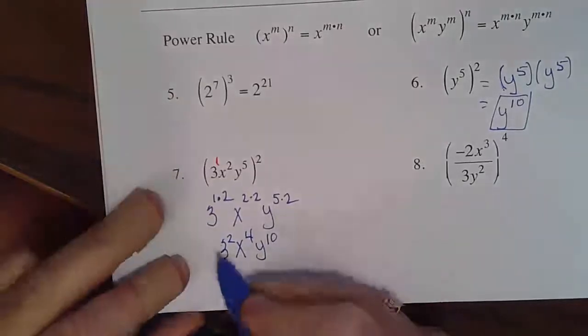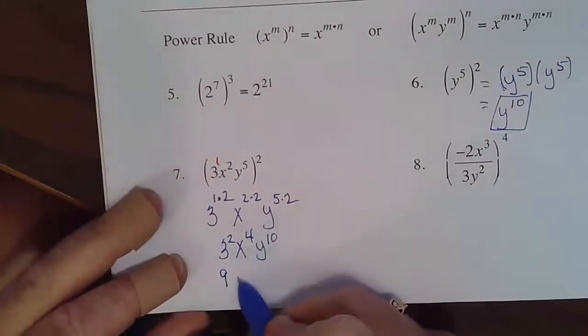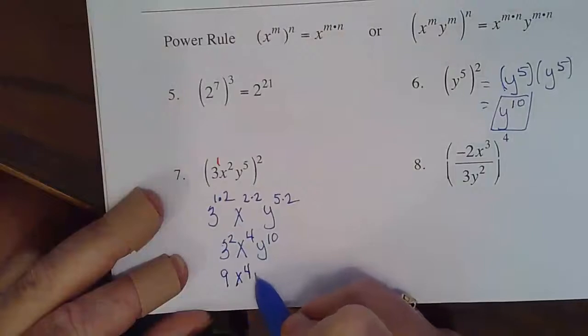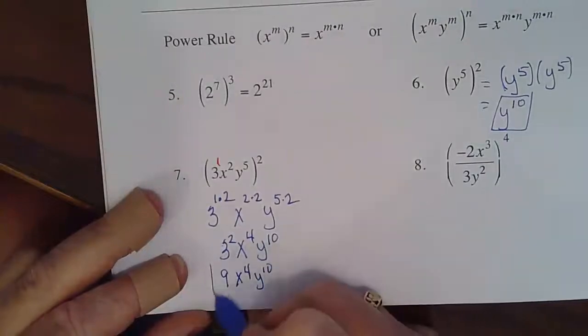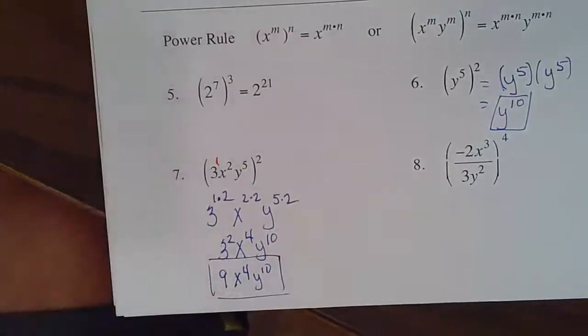And 3 squared is more commonly known as 9, x to the 4th, y to the 10th, is probably the best looking answer, and that's what you'd box.